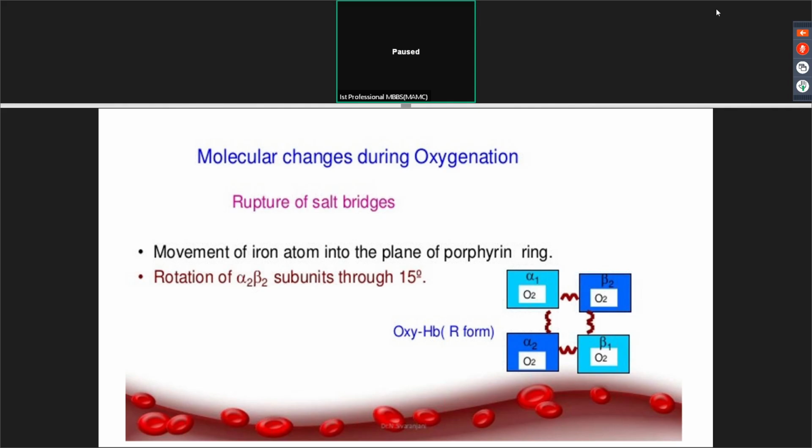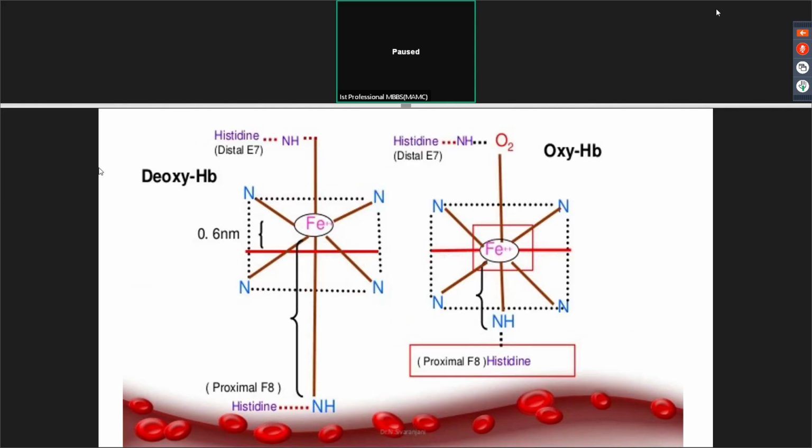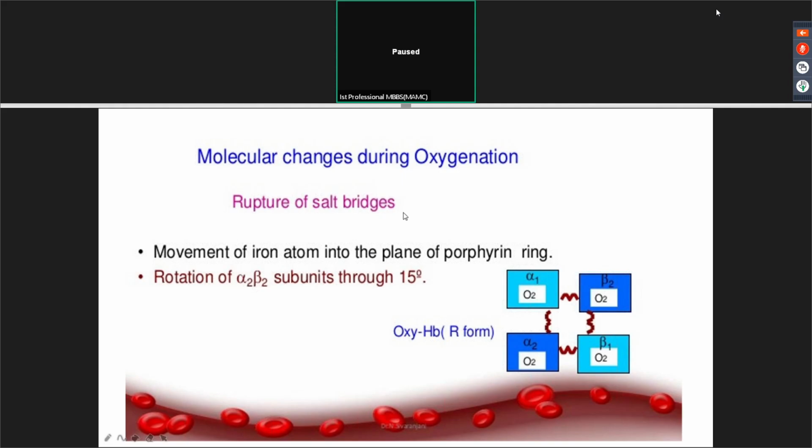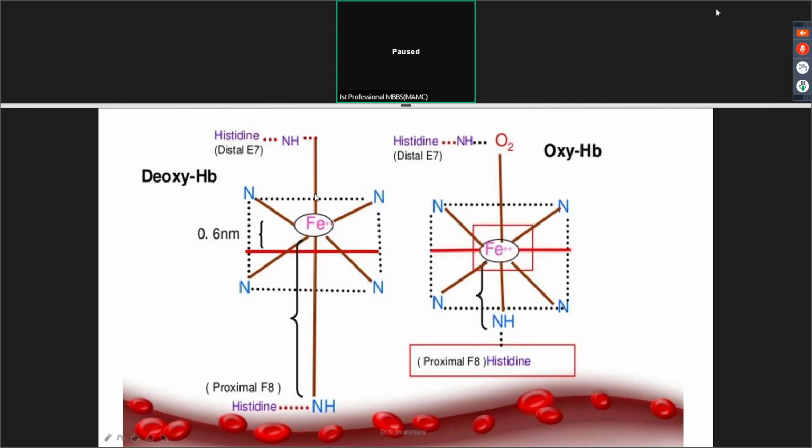Yeah, yeah. So there is movement of iron atom in the plane of the porphyrin ring. It is usually 0.06 nanometer above the plane. As soon as oxygen binds, it moves inside the plane, and there is breakage of salt bridges. And due to this, there is rotation of alpha 2 beta 2 subunit through 15 degrees. So this is how it appears.